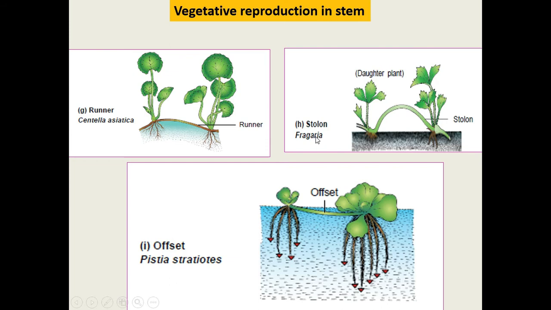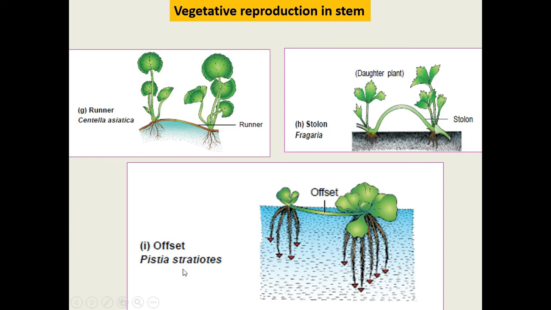Next, see the stolon, Fragaria. There is a difference between the runner and the stolon. In the runner, the branches grow along the surface, along the ground, whereas in the stolon, it escapes from the ground level. So it is making an arch. So it doesn't touch the ground level. So that is what we call a stolon.